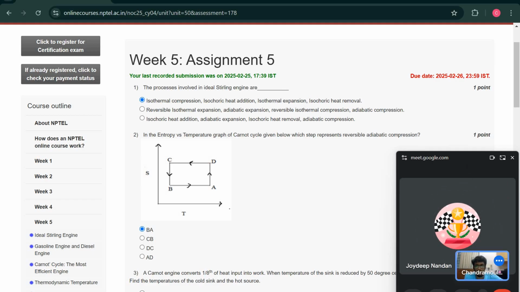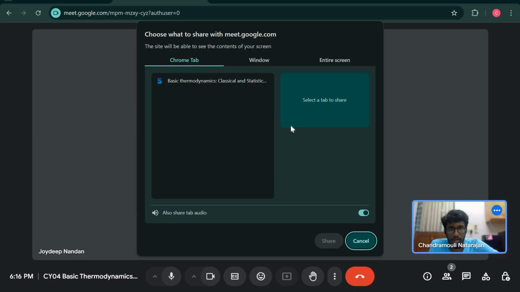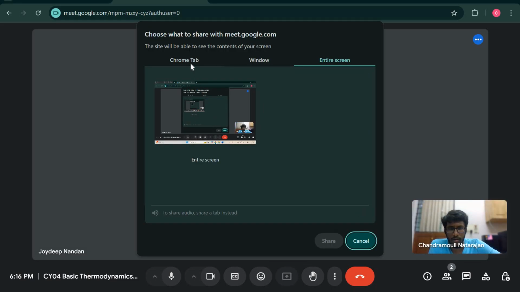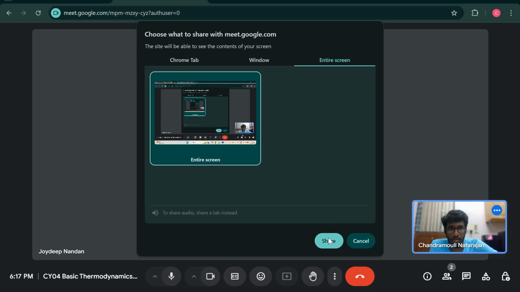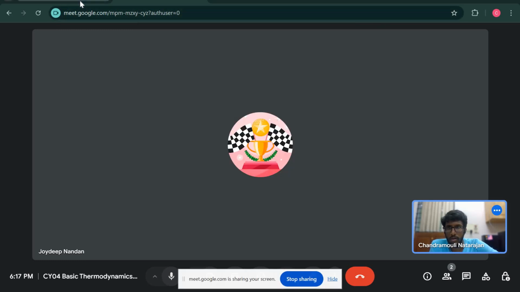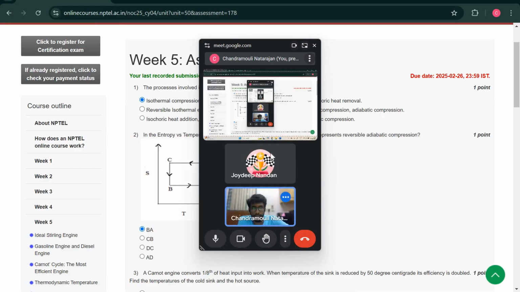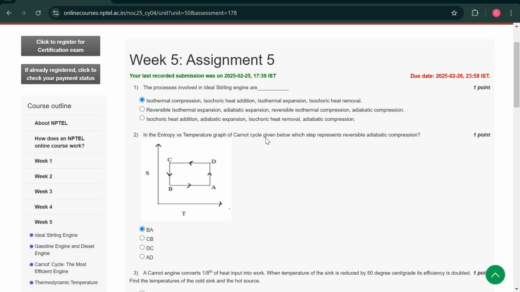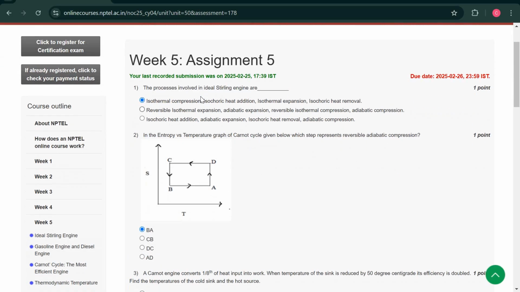Okay, wait. Let me first share my screen. I think I have to share my screen. Now I'll share this Chrome tab. So you can see my screen, right? Yes, sir.